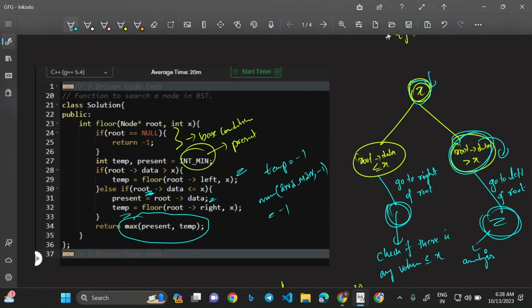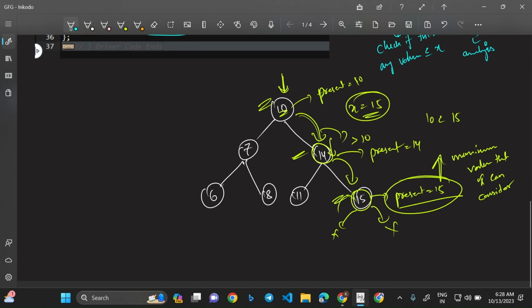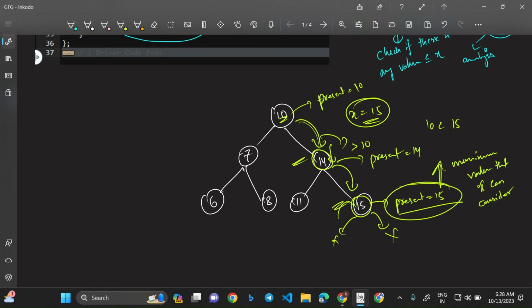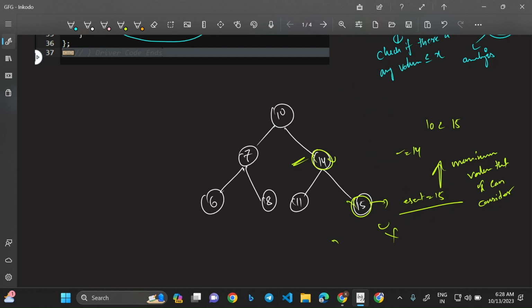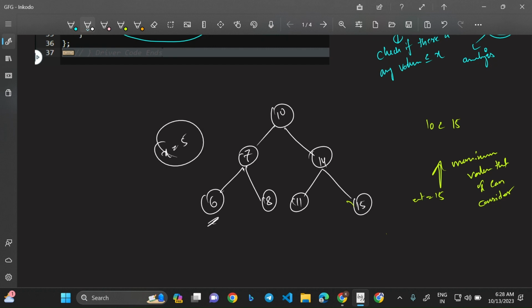All right, so let us assume this is the BST. This is 10. Let us assume this is the BST, and my target is such that I want to find the smallest node here. Let me erase this stuff. The smallest node is 6. So let us assume I'm trying to find x equal to 5. This is the target that I'm finding.